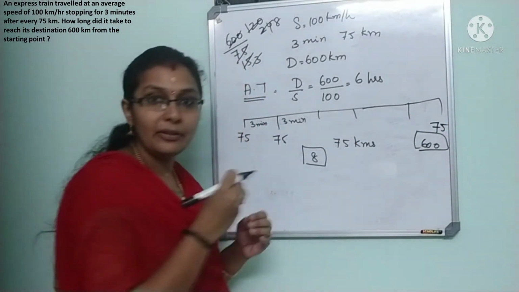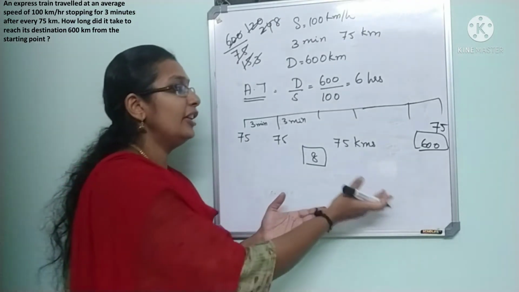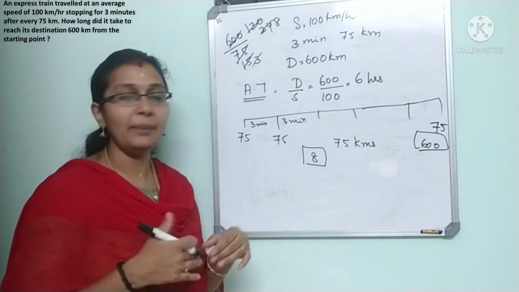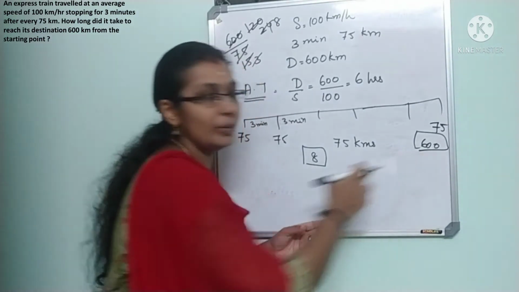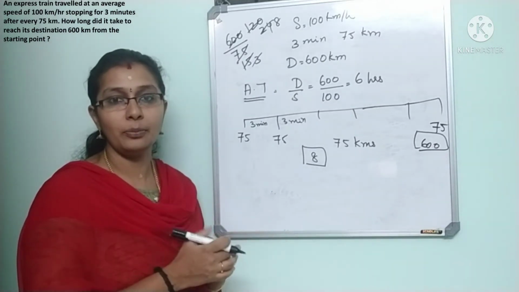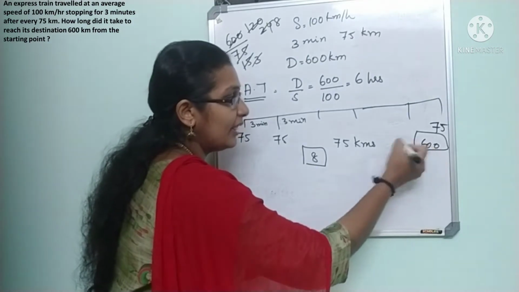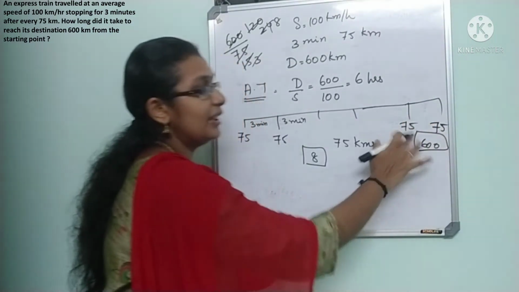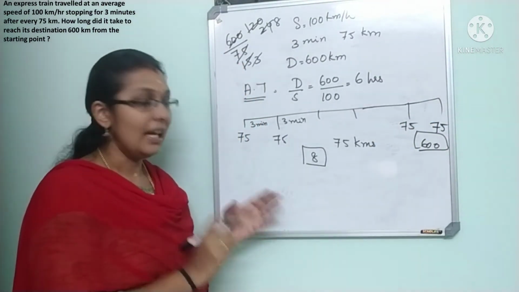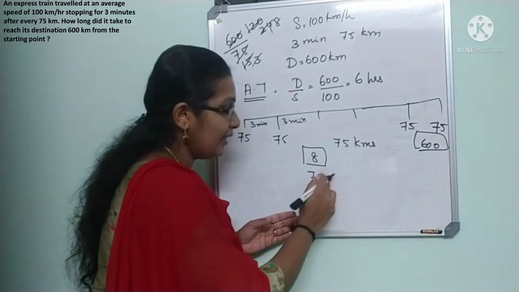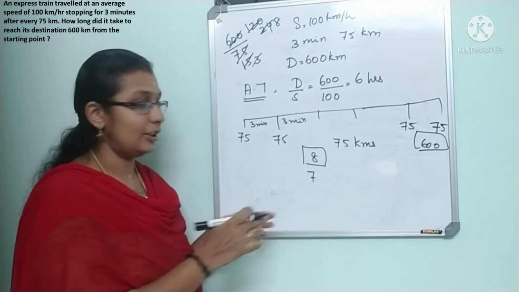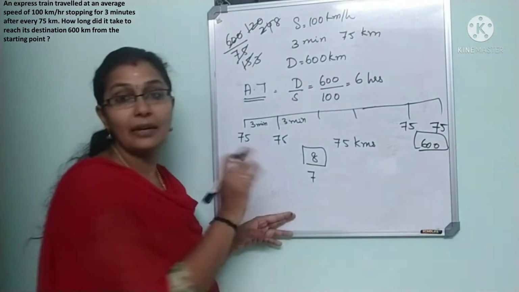After which, even if it takes a break, we need not consider it in our timing, because 600 kilometers is our limit, after which we need not bother about whether it takes a break or not. Okay. So before that, until this 75 only we will consider. Clear? So only 525 kilometers we will consider. That means it is taking 7 breaks.